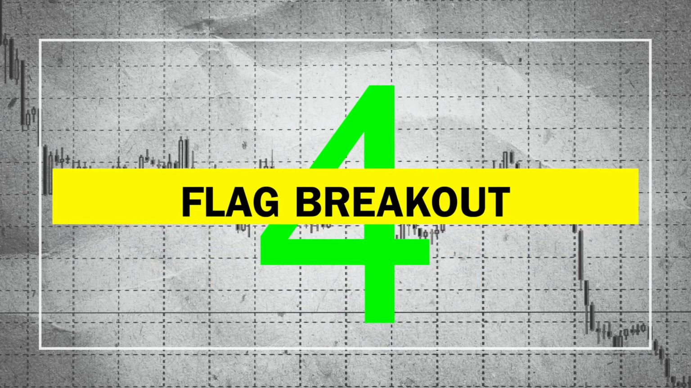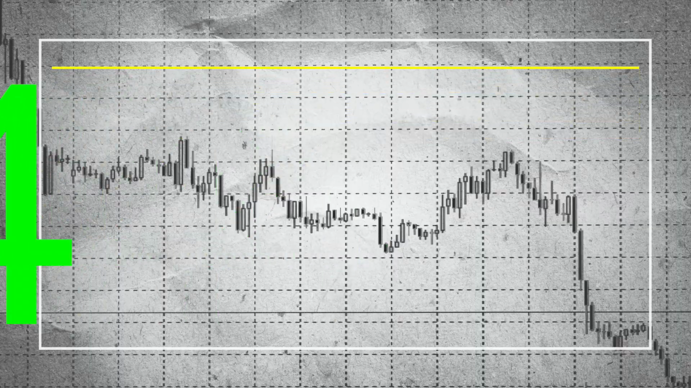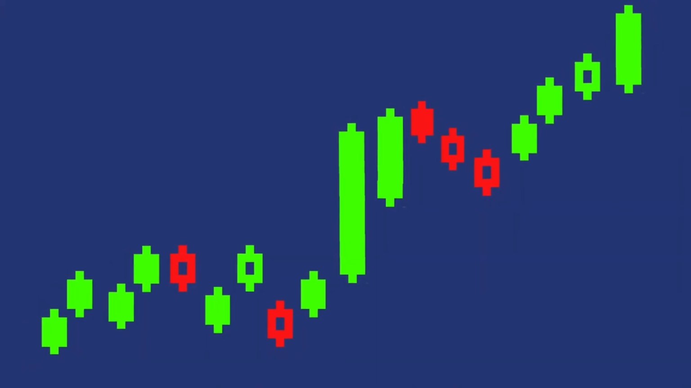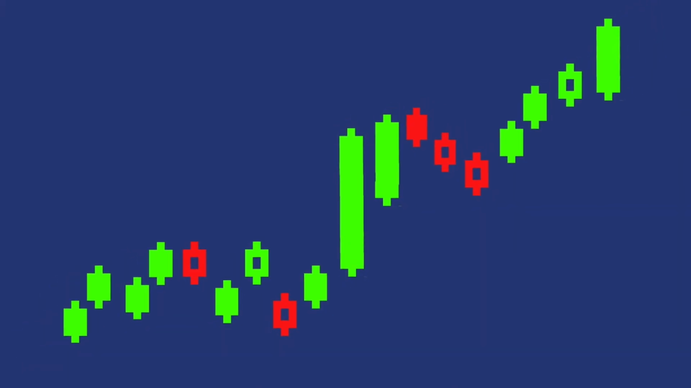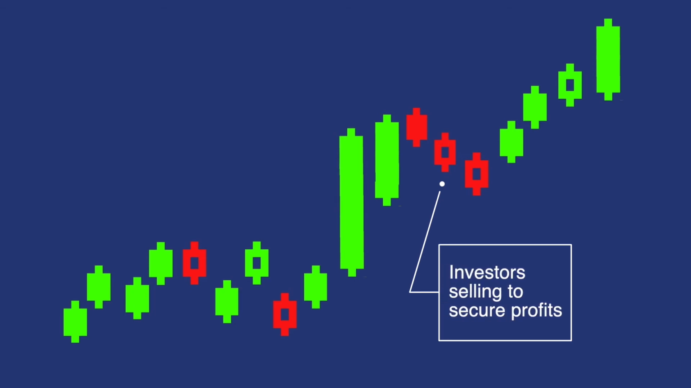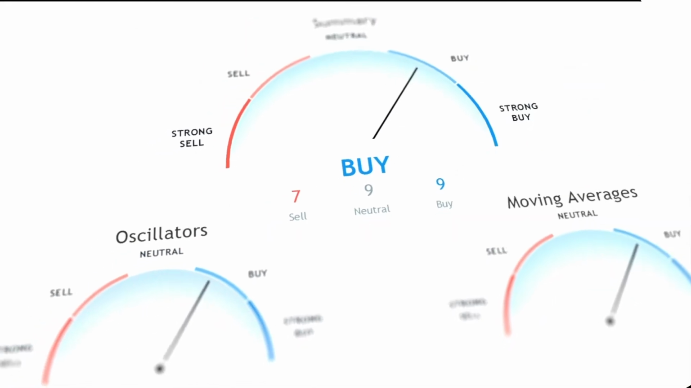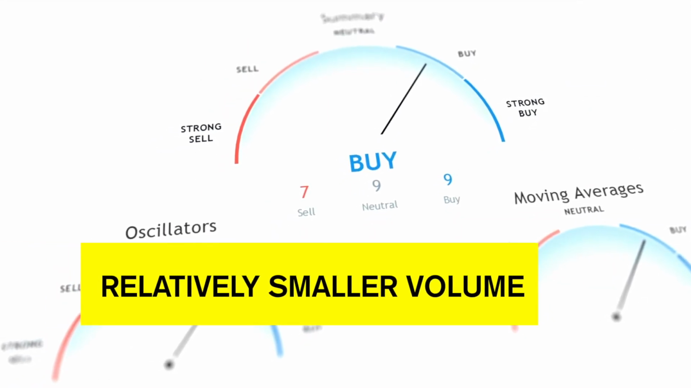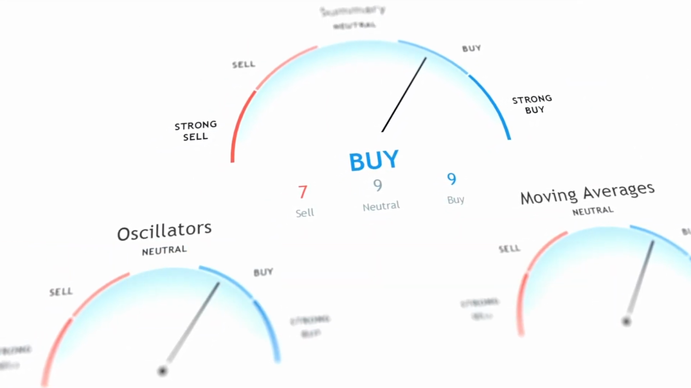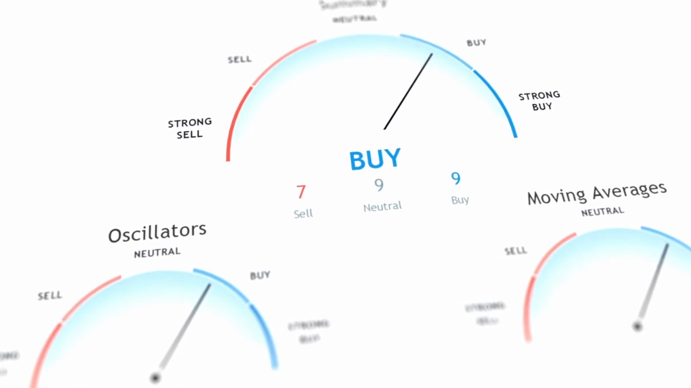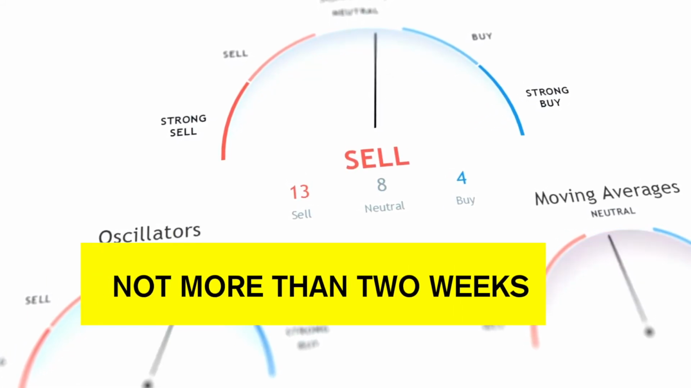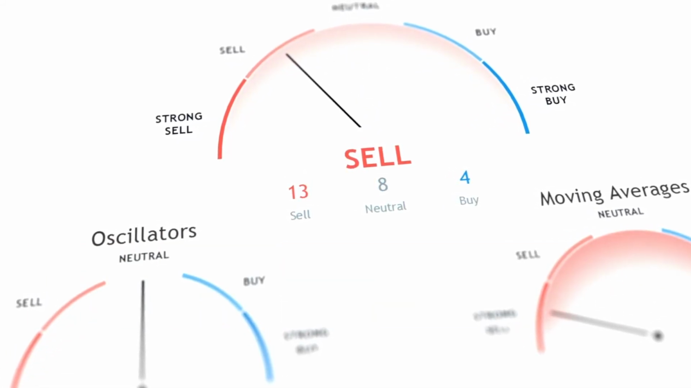Number 4. Flag breakout. This would be more like an after breakout sign, because the formation of the flag shape is the normal pullback after breakout, as some investors would sell the stocks after sudden increase to secure profit, but this pullback stage should not be long, and the trading volume should not be larger than the one on the breakout day. So a nice flag would only last for a few days, and will very soon continue the uptrend.